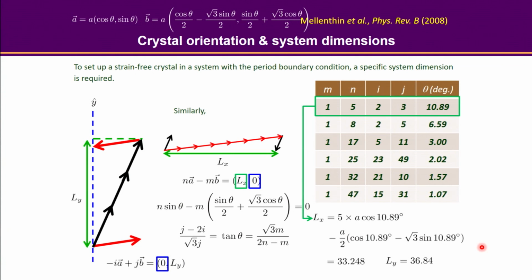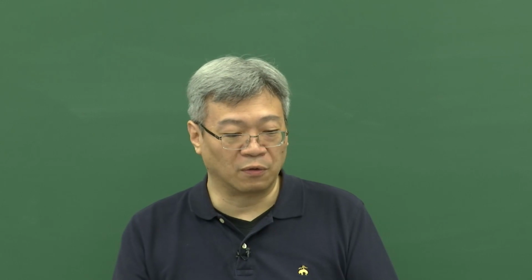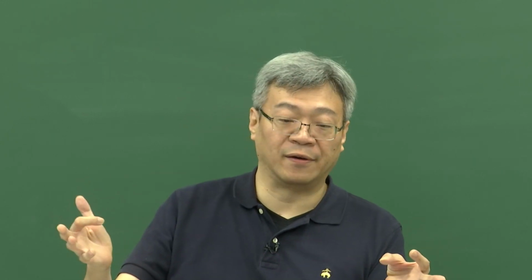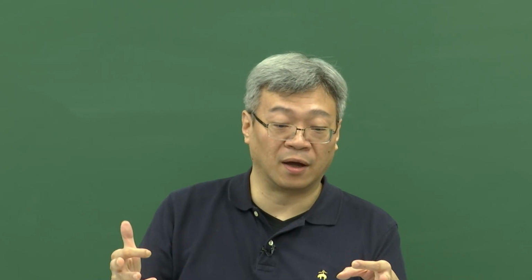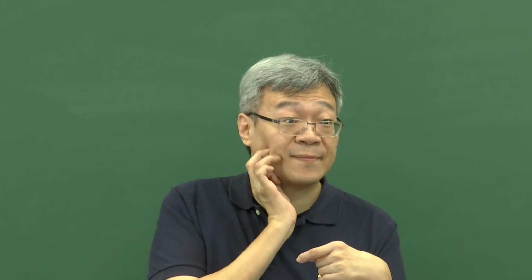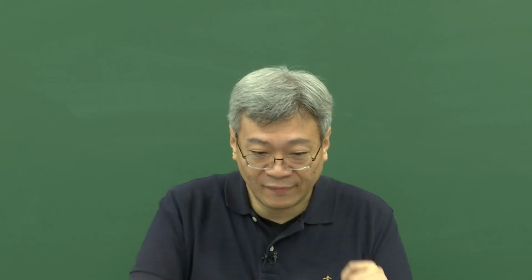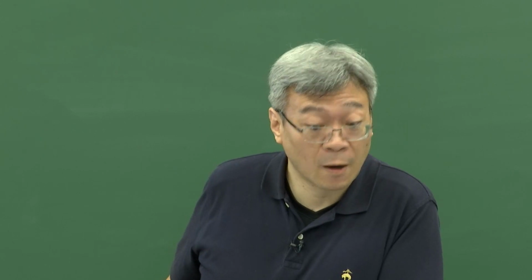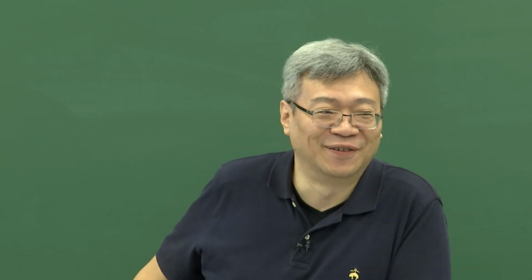So maybe let's take 10-15 minutes. You can work out all these details and try to find your own I, J, M, N pair and really work out the misorientation and system size. Okay? And just feel free to let me know. Yeah, so that's the goal. Yeah, 30 is kind of cheating, right? It's still 4 pi.